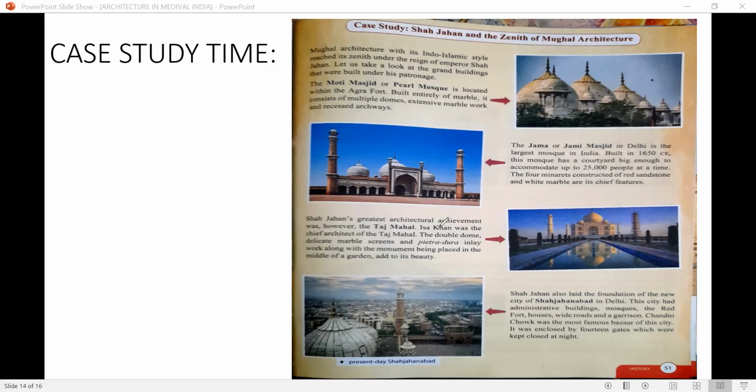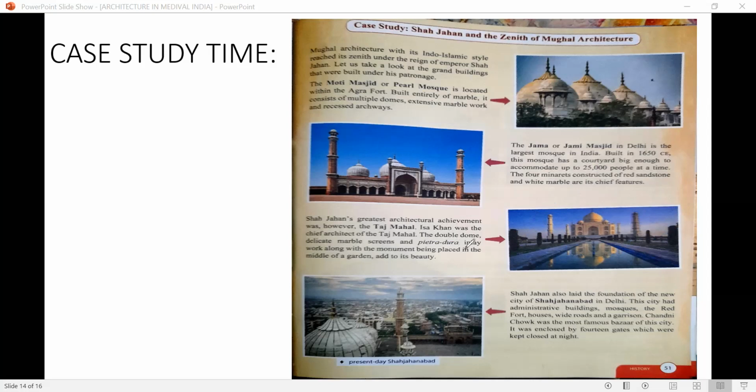Isa Khan was the chief architect of the Taj Mahal, and the Taj Mahal was built by Shah Jahan for his wife. It has a double dome, delicate marble screens, and the Pietra Dura inlay work, along with the monument being placed in the middle of the garden. Over here we can see the Colonial Garden, and here is the Taj Mahal, which is built in the middle of the garden. Okay, so we have different types of things over here.